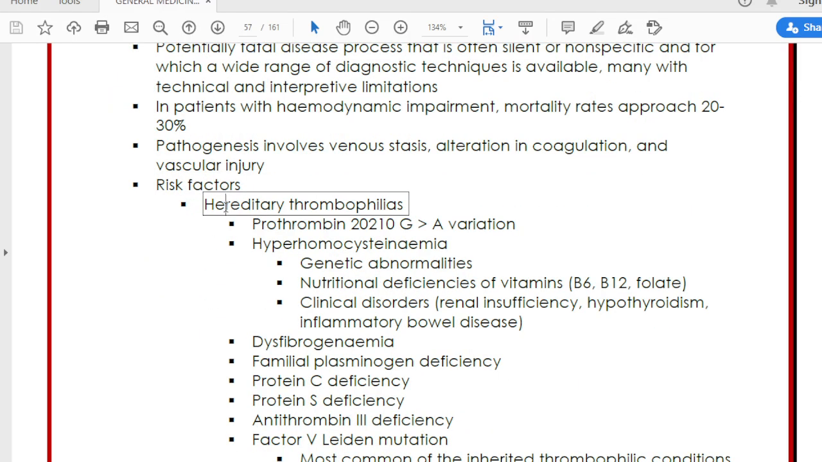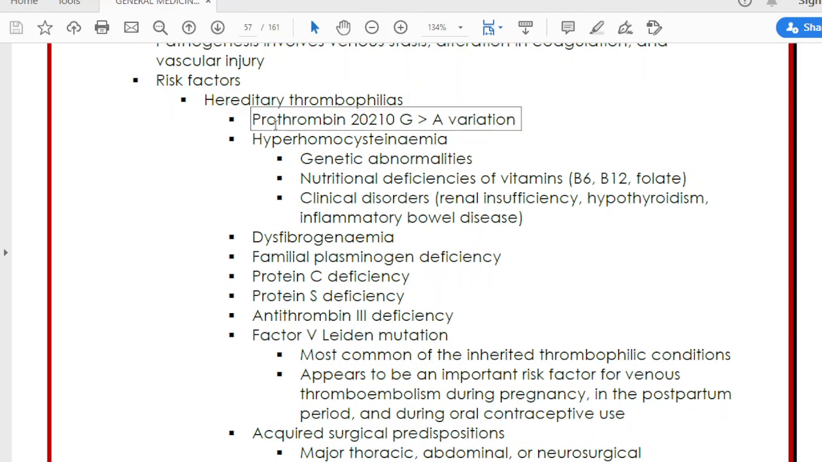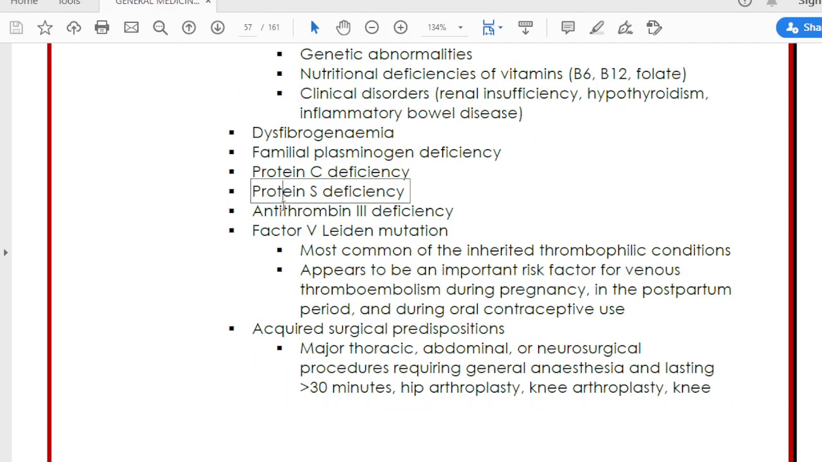Risk factors. Hereditary thrombophilias: prothrombin 20210 G>A variation. Hyperhomocysteinemia: genetic abnormalities, nutritional deficiencies of vitamins B6, B12, folate. Clinical disorders: renal insufficiency, hypothyroidism, inflammatory bowel disease, dysfibrinogenemia, familial plasminogen deficiency, protein C deficiency, protein S deficiency, antithrombin 3 deficiency, factor V Leiden mutation.